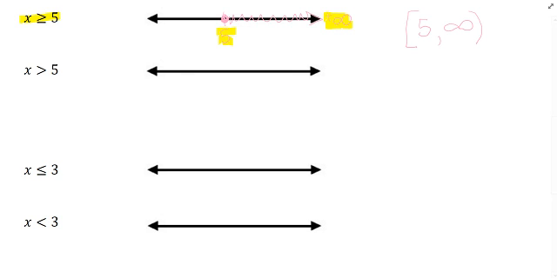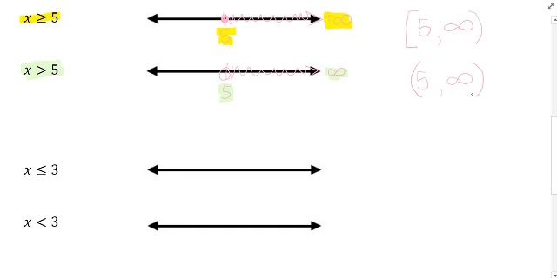Now let's compare that to x is greater than 5. Here's the only difference. At 5, instead of including it, we're excluding it, which means I have an open dot. Still heading towards positive infinity. Now for x is greater than 5, we're going to use our 5 and infinity still, just like we did before. 5, comma, infinity, always the smallest then the largest. But because we're excluding 5, we're going to use a parenthesis. Infinity always has a parenthesis.